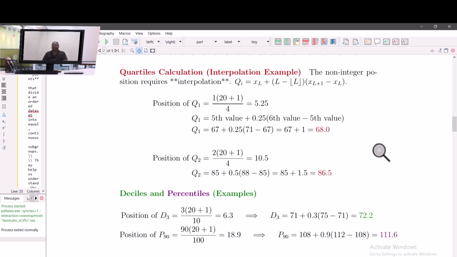So what does it mean? This 68 is the actual value that divides the first 25% of the observations, meaning that 25% of the students have a height of 68 centimeters and below, right?